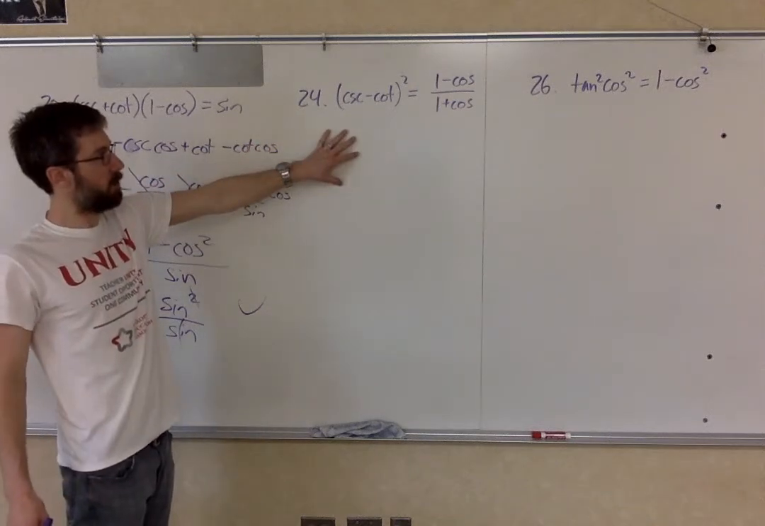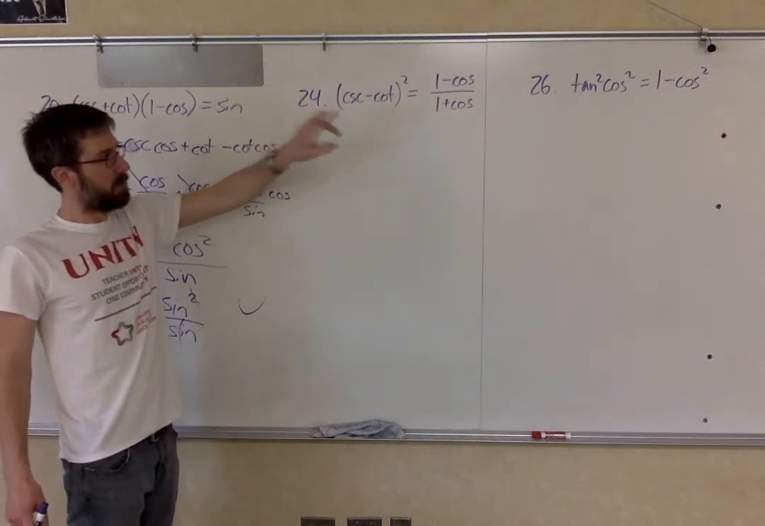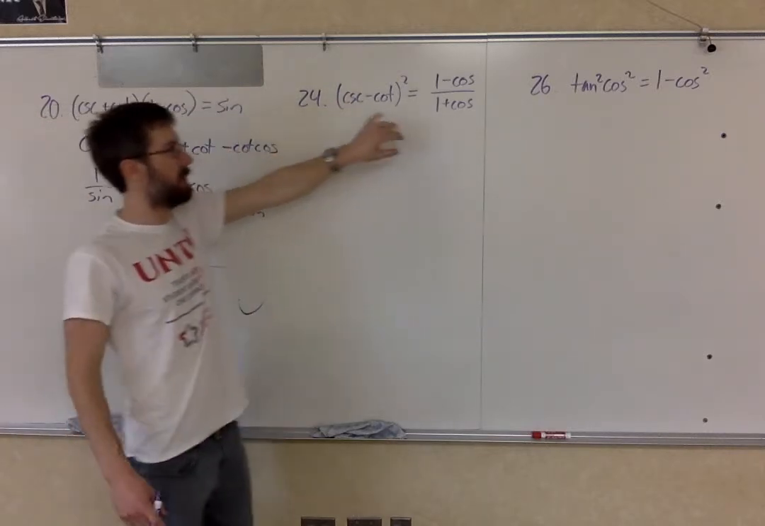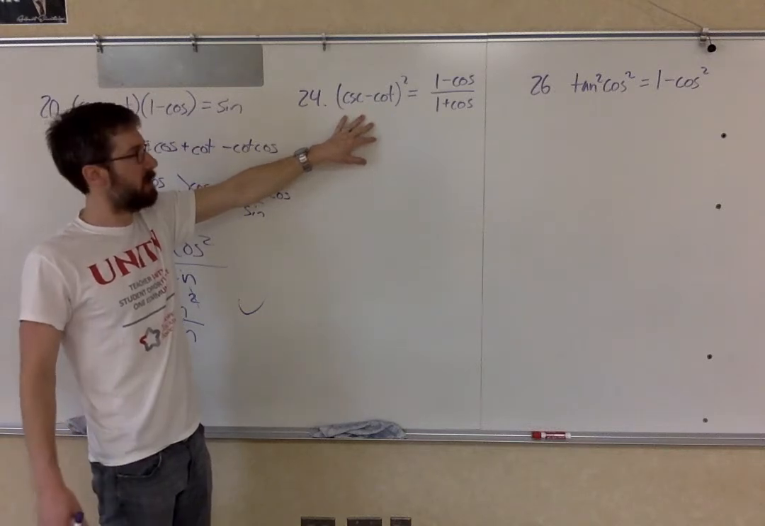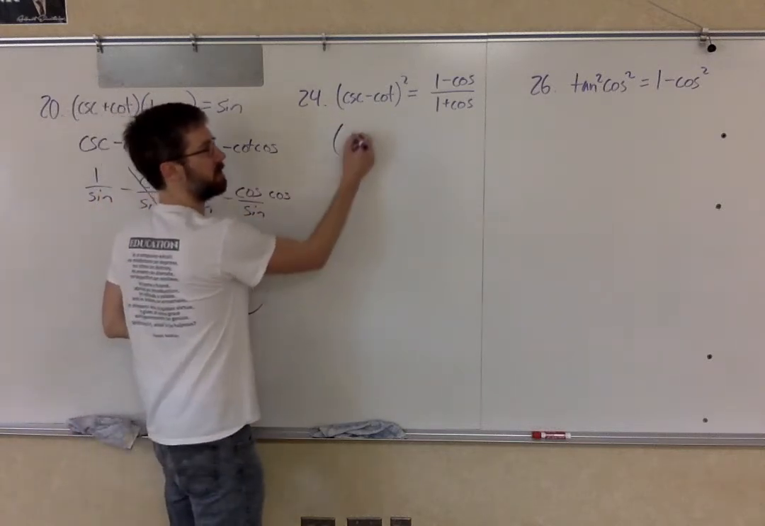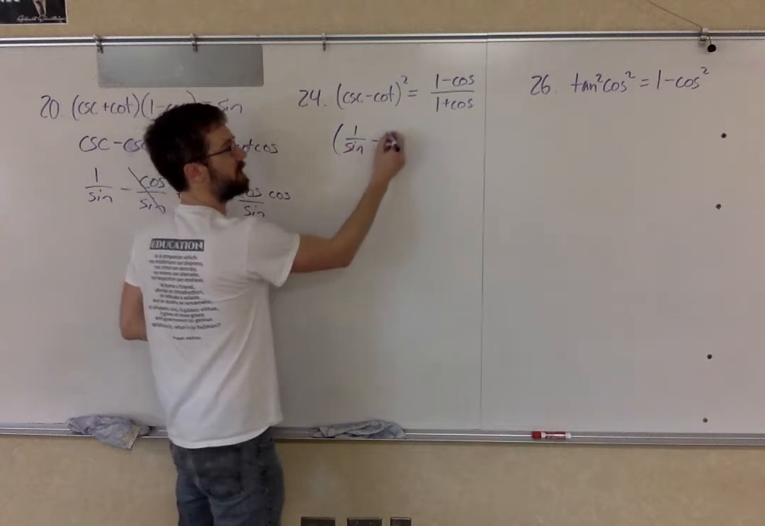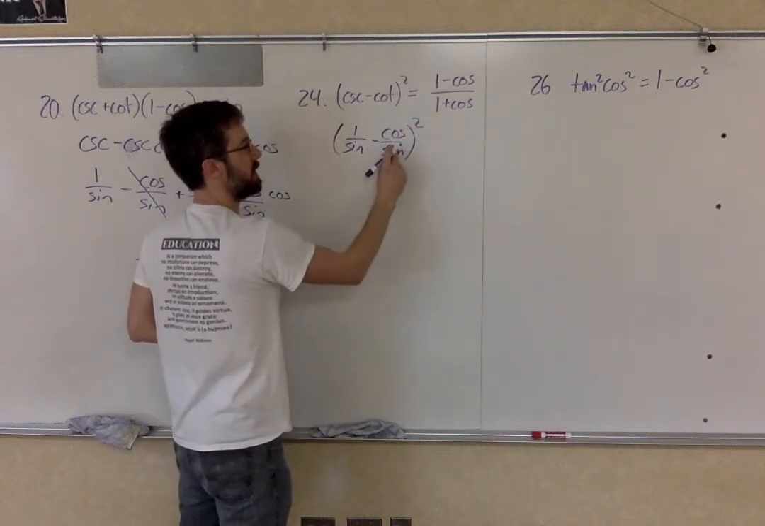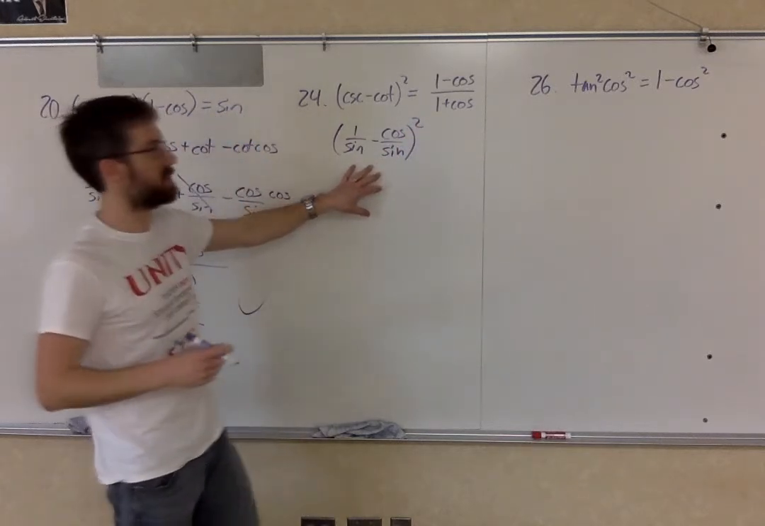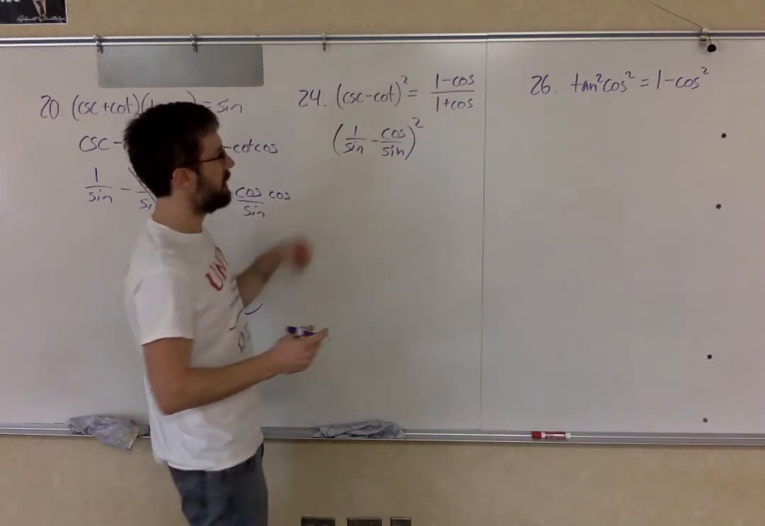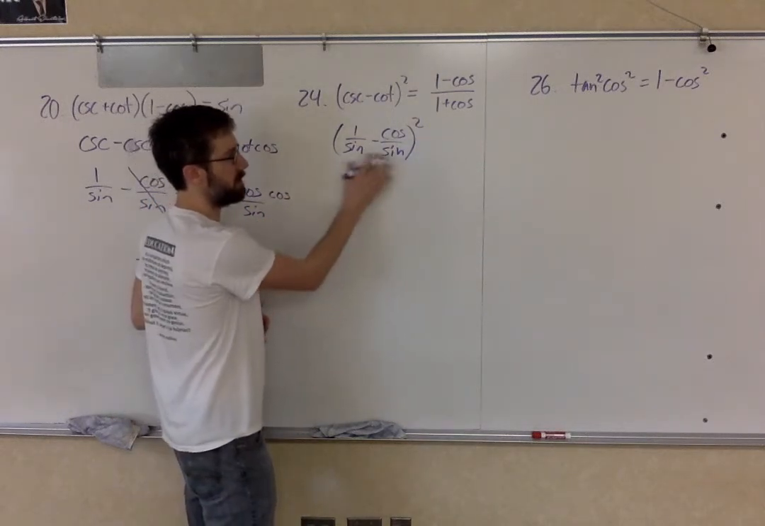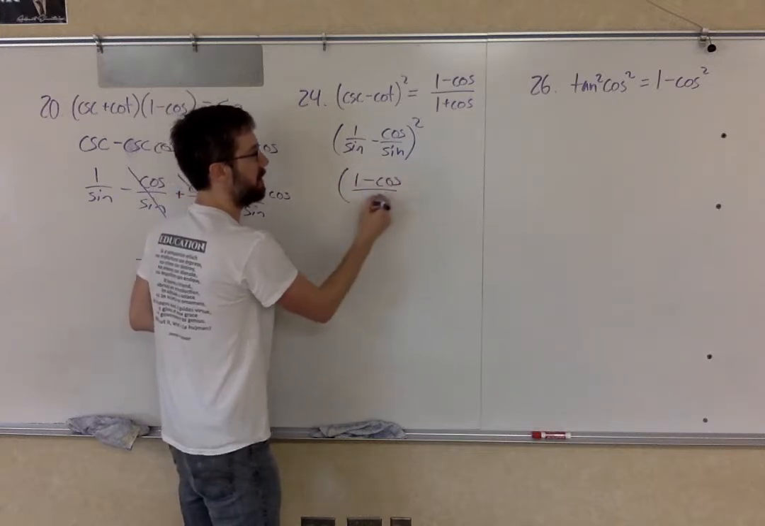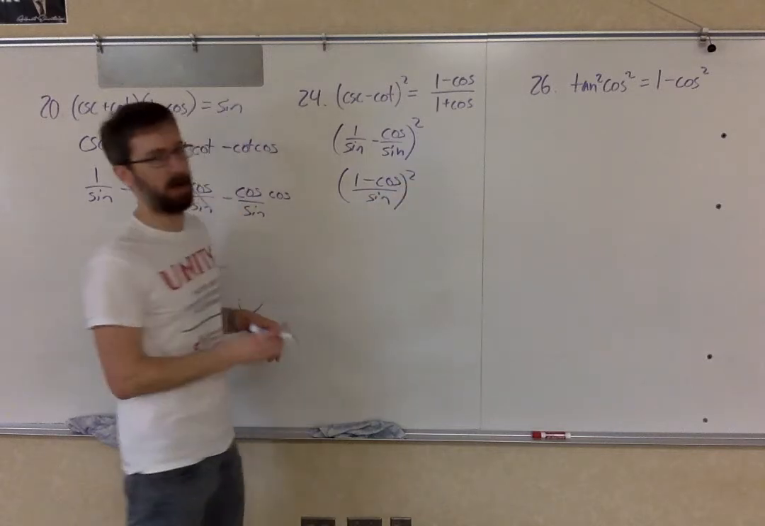All right, 24. This one's got a lot going on. On this side is all cosine, this side is your weird ones. So maybe right away I'm going to change this to 1 over sine minus cosine over sine squared, just to make things a little bit nicer on this side. Give me a goal to shoot for with this. So now if I simplify this a little bit, they're both over sine, so I can say this is 1 minus cosine over sine, and the whole thing is squared.